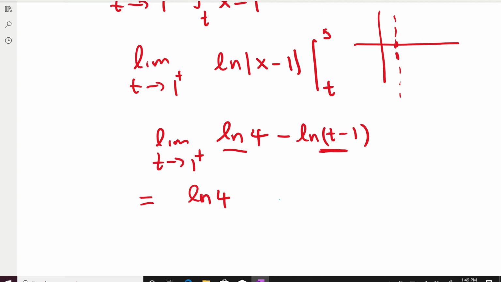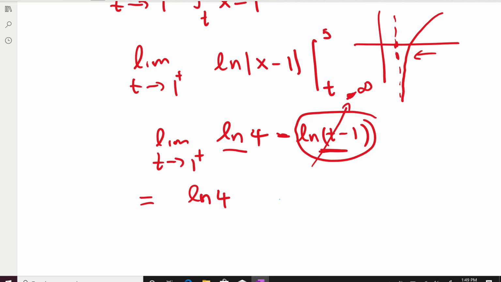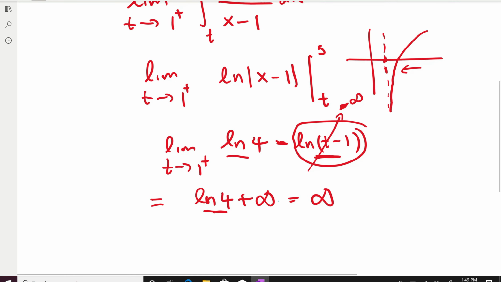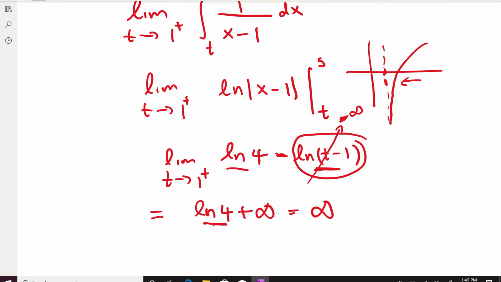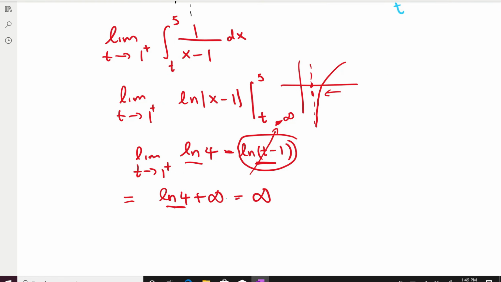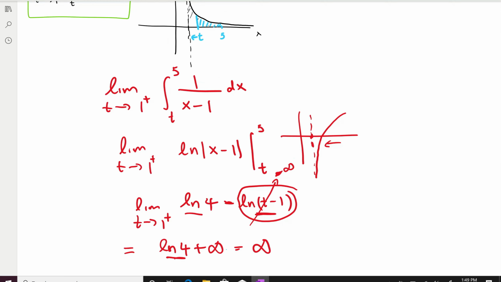Okay, I'm not the best artist, all right? So it goes to negative infinity. So when t approaches 1 from the right hand side, ln t minus 1 goes to negative infinity. Negative and negative, it's going to be altogether positive. So ln 4 is a constant, and a constant plus infinity is plus infinity. So this is infinite, so the limit is infinite. So then we can say this integral is divergent.